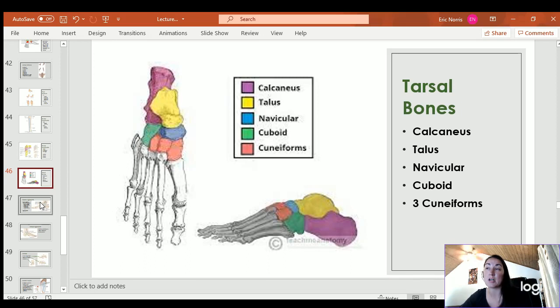And remember, a lot of our joint mobs use either the talus, a posterior glide of the talus to increase dorsiflexion, or the calcaneus. You can invert and evert by grabbing the bottom portion of the calcaneus and turning it in and out.